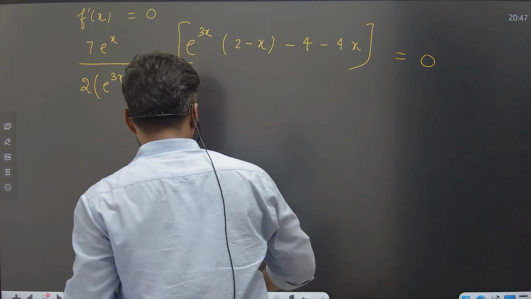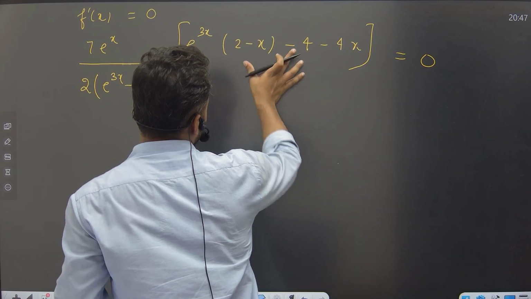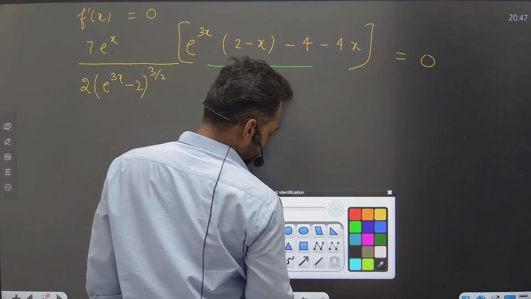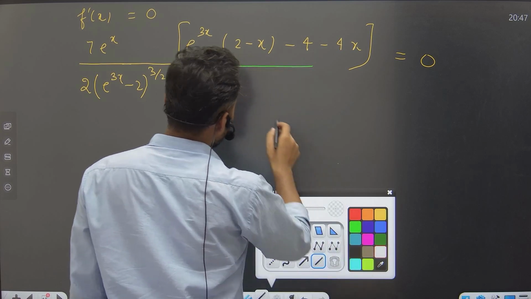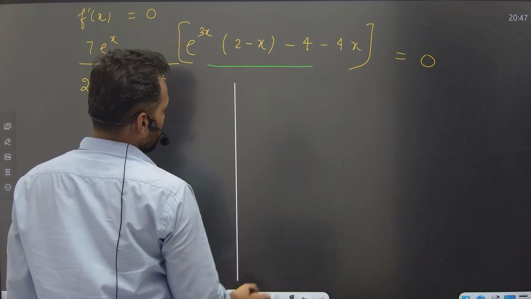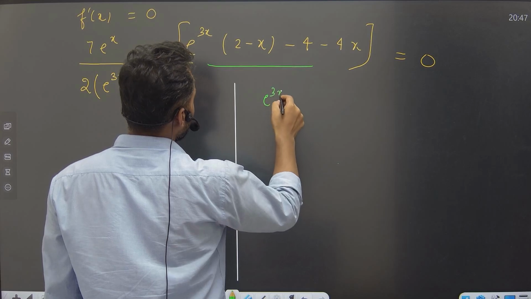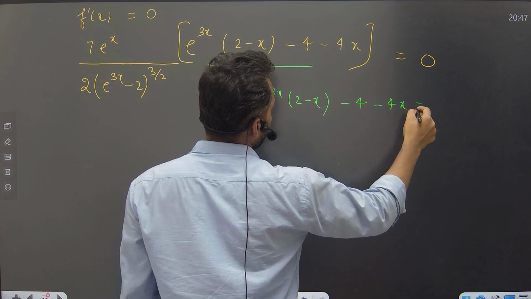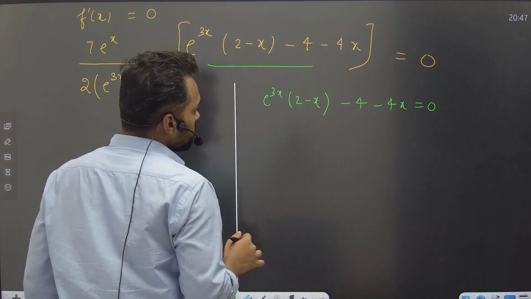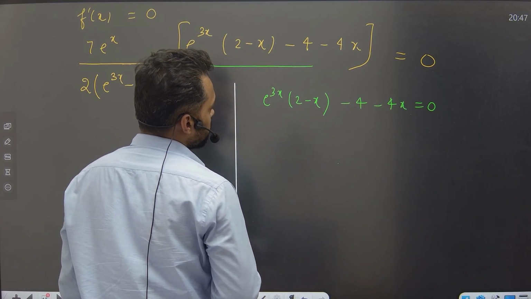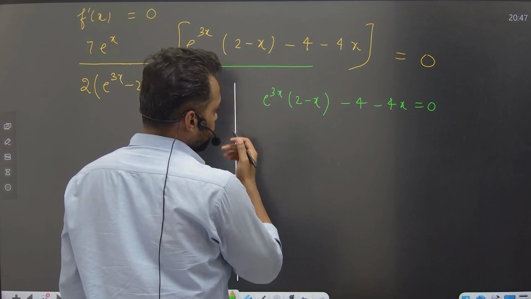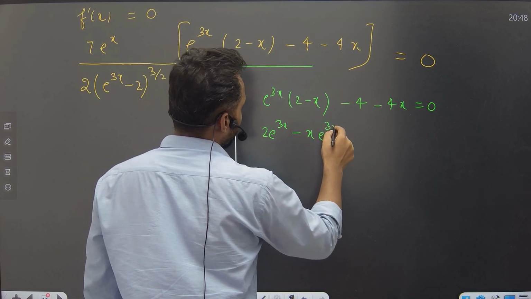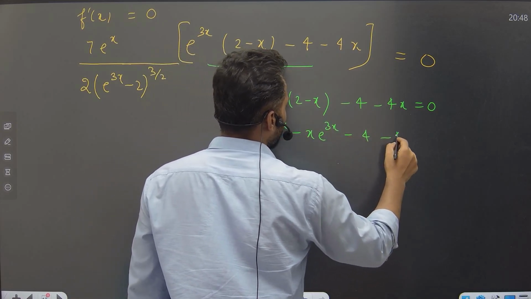So if I keep this part as 0, student, this part we are taking here. So e raised to the power 3x, 2 minus of x, negative of 4, negative of 4x equals to 0. If I'm keeping this part as 0, so what we'll get? 2 times of e raised to the power 3x, negative of x times e raised to the power 3x, negative of 4, negative of 4x equals to 0.